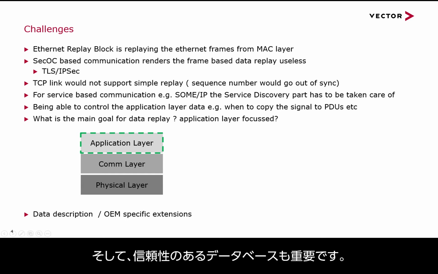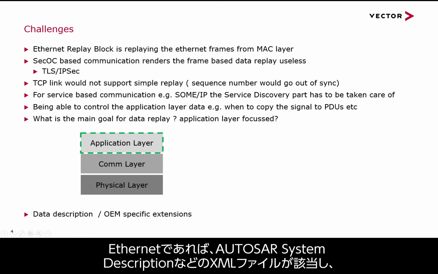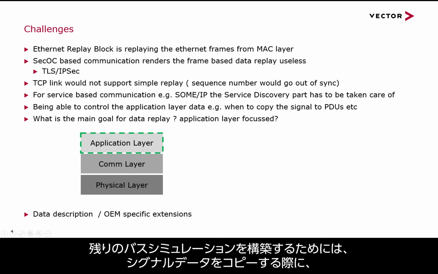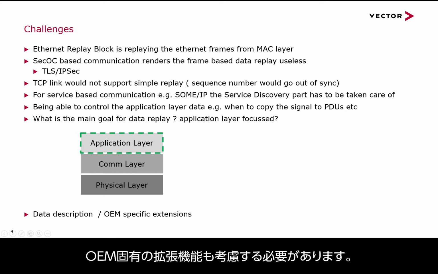And then last but not least is the data description, the credible data description. For example, if you're discussing the Ethernet, then it's a good ARXML file. As well as that, we have to take into account the OEM specific extension for building the rest of the bus simulation. So as you are copying the signal data, we have to take into account those extensions as well.